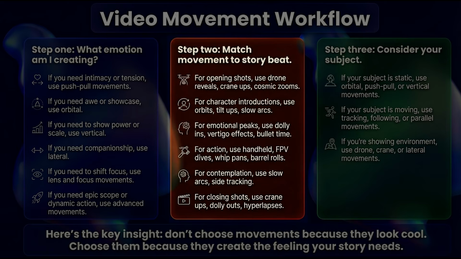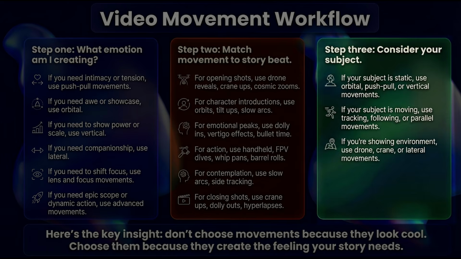Step 2, match movement to story beat. So for opening shot, use drone reveals, cranes up, cosmic zoom. For character introduction, use orbit, tilt up, slow arcs. For emotional peak, use dolly in, vertigo effect, bullet time. For action, use handheld, FPV dives, whip pan, barrel rolls. For contemplation, use slow arcs, side tracking. And for closing shots, use cranes up, dolly out, hyperlapse.